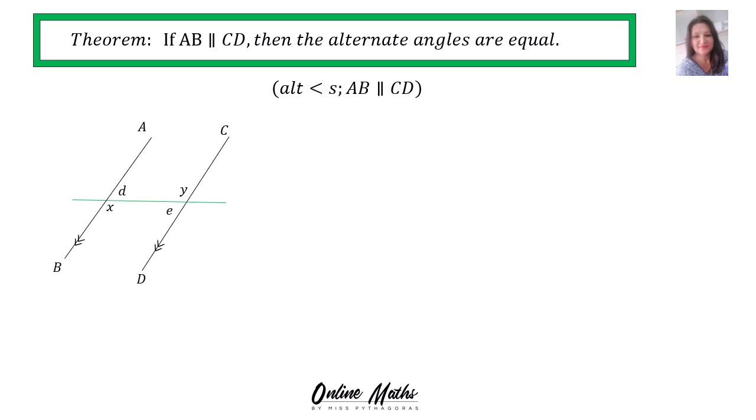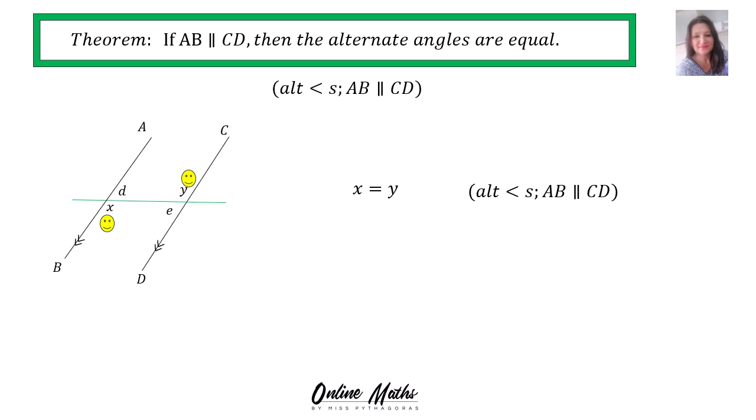Now this is still the same theorem. If AB is parallel to CD, then the alternate angles are equal. It's just that the sketch is now different. Let's have a look. Again, you find AB parallel to CD, and then there's your transversal. So now we can say that angle X is equal to angle Y. And the reason, alternate angles equal, AB parallel to CD.